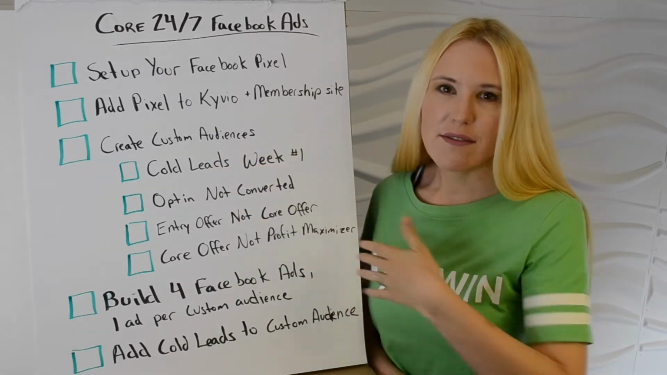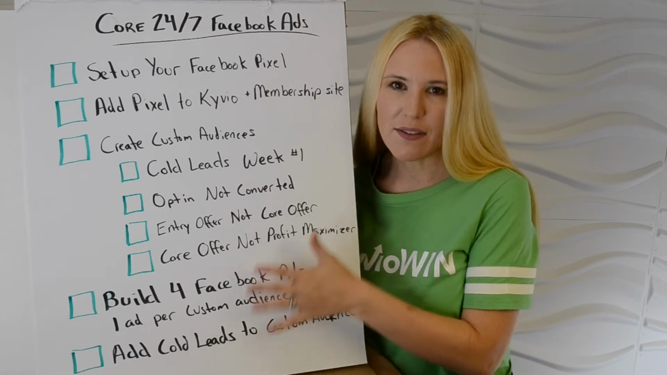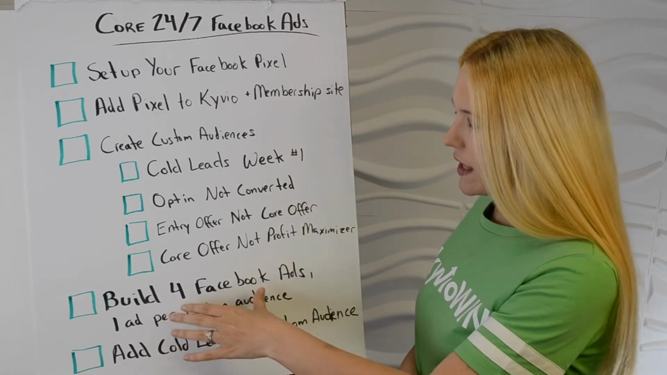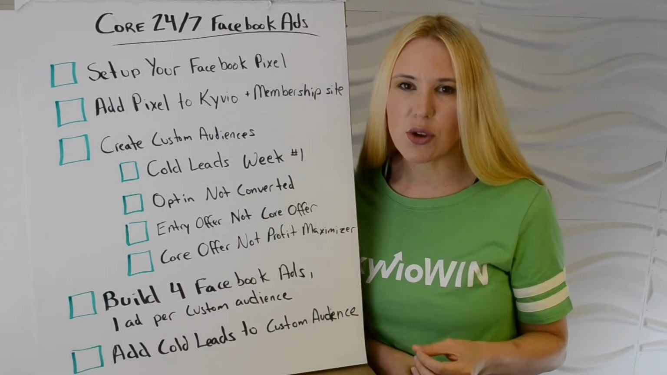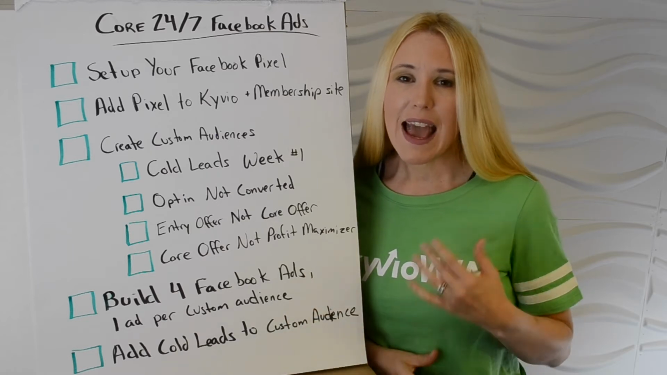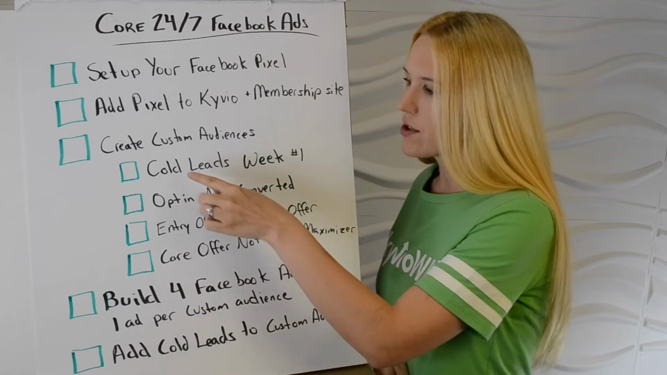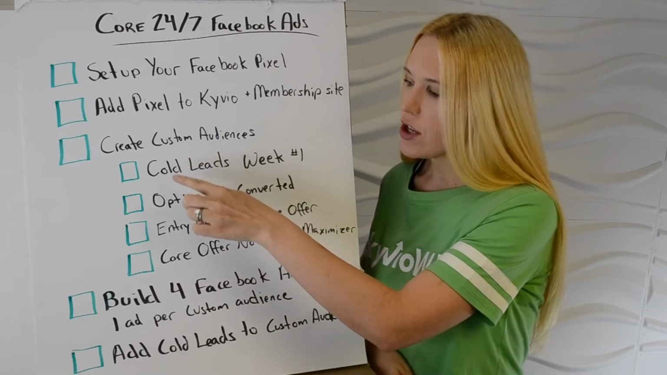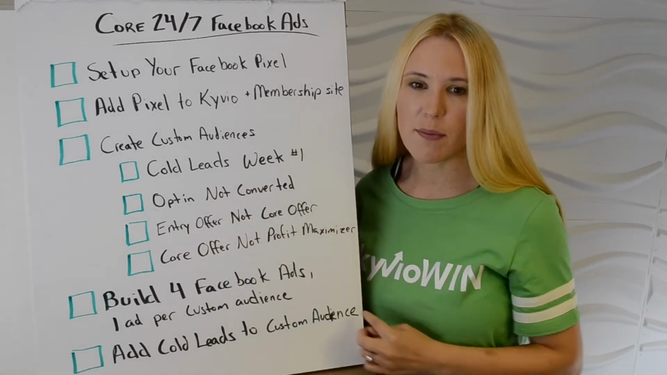You can get fancy. Like I said, you can go into ActiveCampaign and build out more, but we're building the core. Now, with these 4 Facebook ads, the critical component is I want you to use and track on conversions so you can start to see how much it costs you to get a conversion. How much does it cost you to get someone cold to your opt-in? How much from opt-in to entry, entry to core, core to profit maximizer?